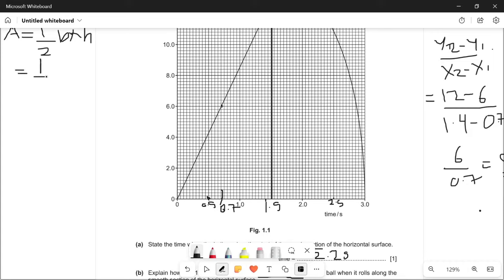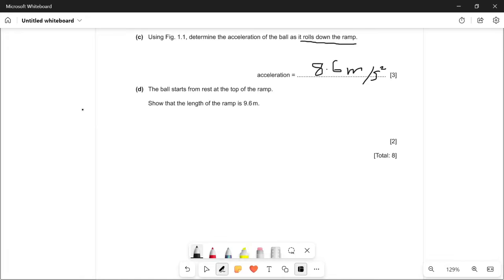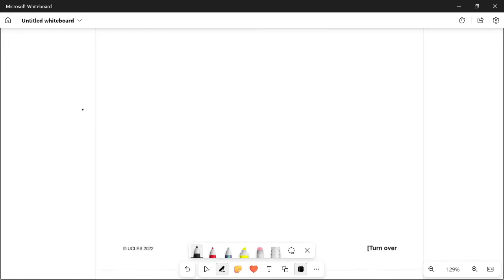So area is going to be half times 1.5 times 12.8. So that's going to total to 9.6 meters. So here we have the proof. They told us to prove that it's 9.6, and if we use this method, we're going to get 9.6. So that's just 2 marks over there. So we can move on to the next question.